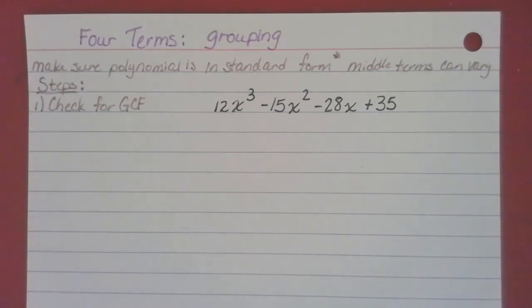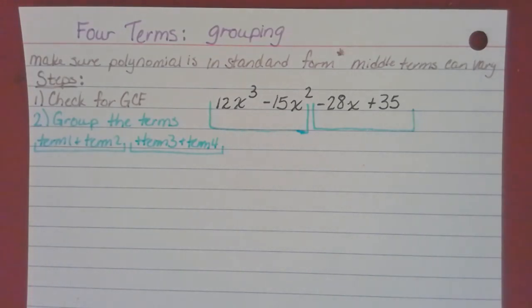With these ones, we do still want to make sure that our polynomials are in standard form. However, for those middle terms, it really doesn't matter too much which one's first. You just want to make sure that your highest exponent, your lead coefficient, is the first term, and your last one would be the constant, or the term with the lowest variable exponent. And then our steps always start the same way, with the check for GCF. In this case, not every term has x's, so I can't use the letter. And there is no number other than 1 that goes into 12, negative 15, negative 28, and 35.